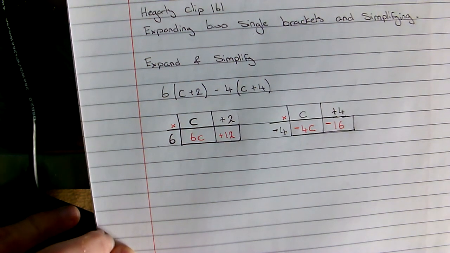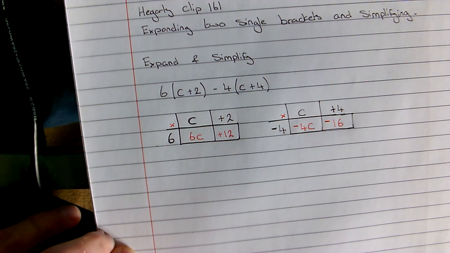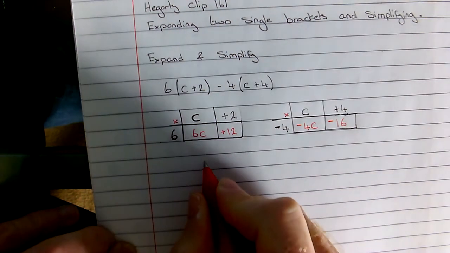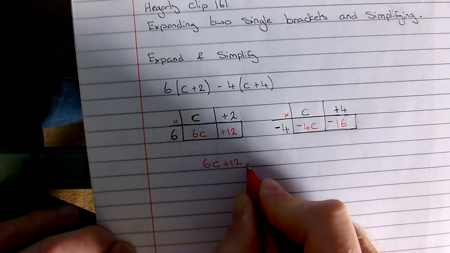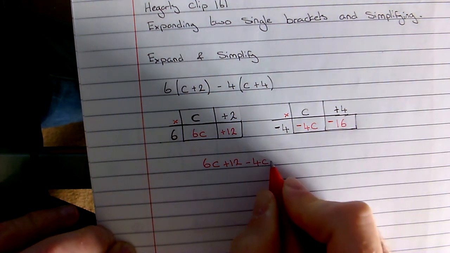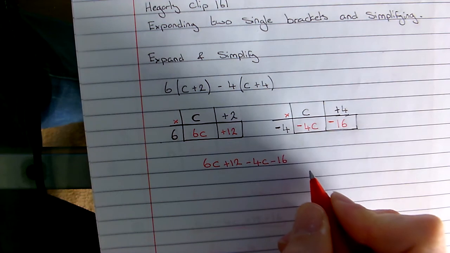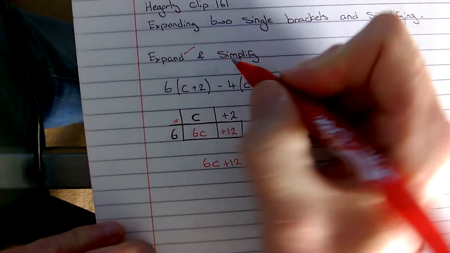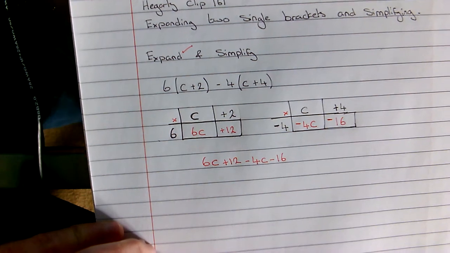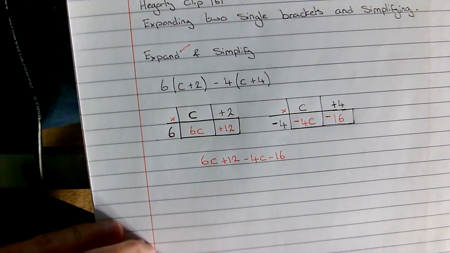There's one thing left to do before we've expanded these 2 single brackets. Okay, and that is to write out everything that is inside those boxes. So that's everything that's written in red. Okay, so I'm just going to write that out on one line, so it becomes 6c plus 12 minus 4c minus 16. Okay, that has now been completely expanded. Okay, so we can tick that bit off. We have expanded the two single brackets.